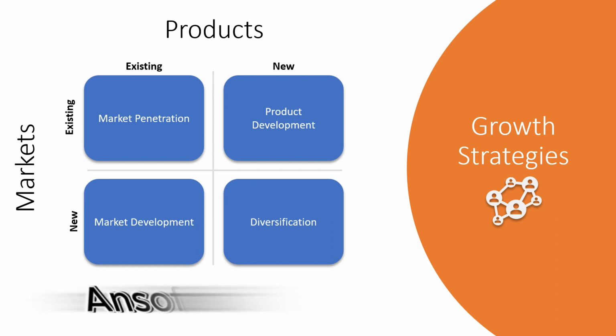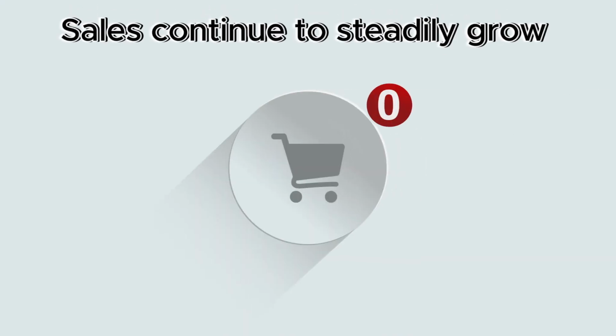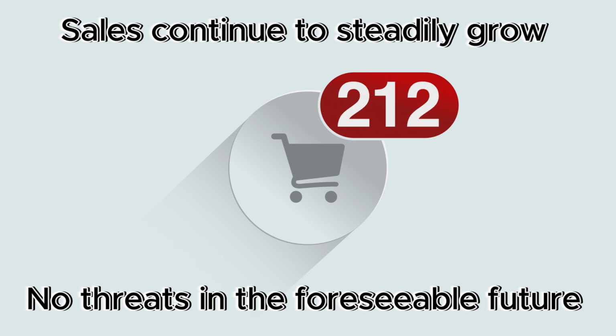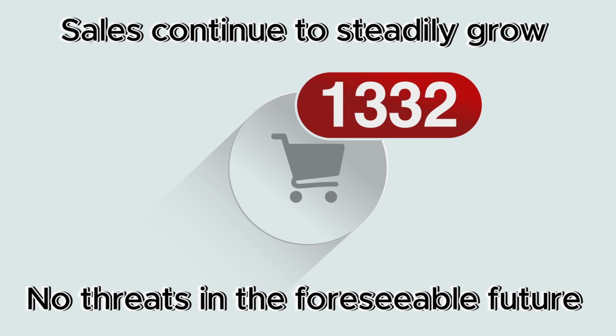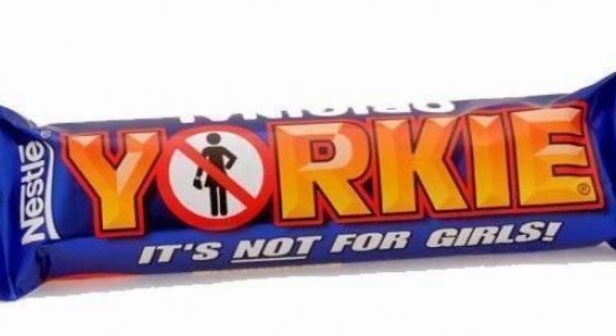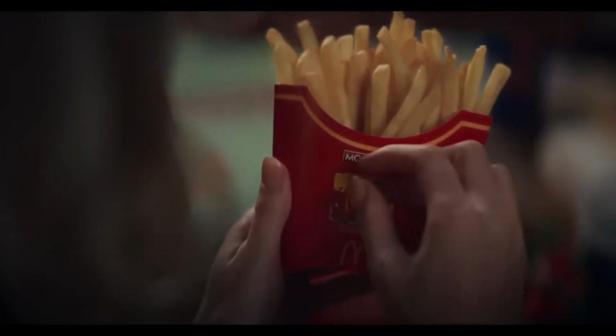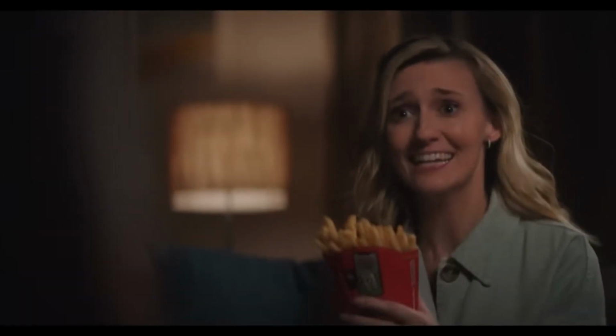On the top left, we have existing products to existing customers, market penetration. The focus here is to stick to your strengths and saturate your existing customer base further. So long as your sales steadily grow and there is no threats in the foreseeable future, concentrate on advertising and driving incentive with promotions. An example of this is when Yorkie Bar launched their Not for Girls campaign, or when McDonald's do their annual Monopoly competition.